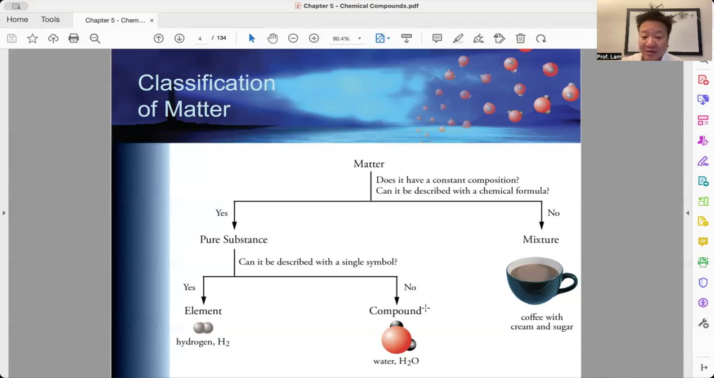If you answer no to that question, then it would be a compound, because here you have H and O, so you have two different types of atoms, two different elements, and therefore that's the compound. Okay.